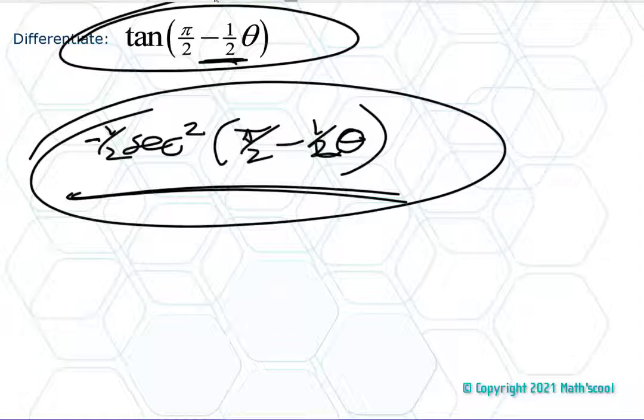Now you have to watch out, because differentiation and integration only work in radians mode. So if you're calculating in degrees mode, it's not going to work. You've got to be in radians mode for you to get the right answer.